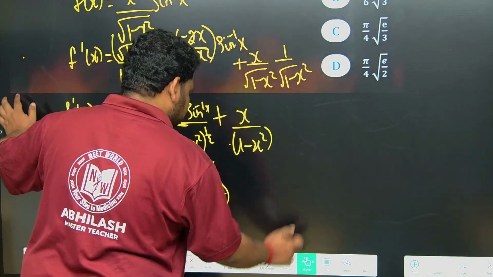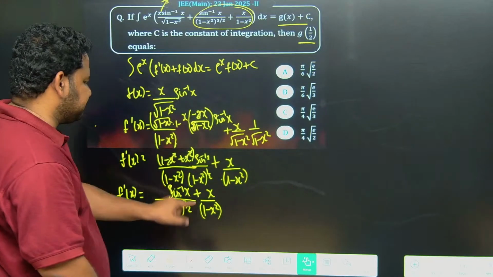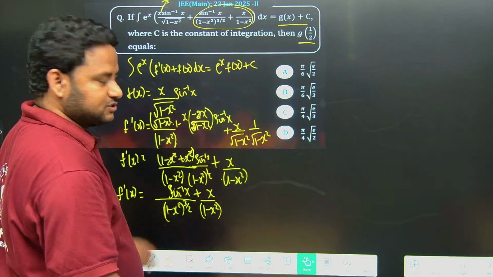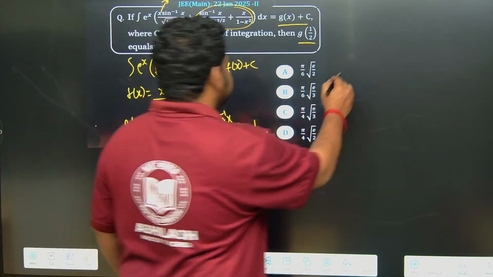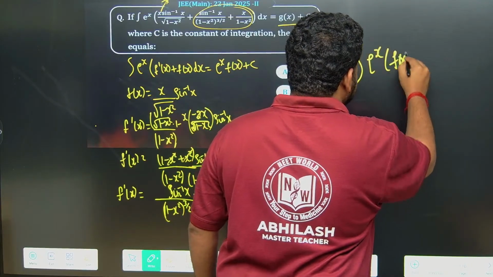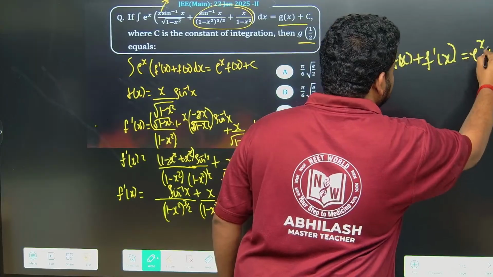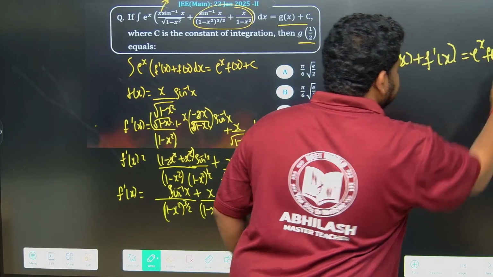So what we get here is the same thing. So this is f dash of x, we got it. So f of x we took as this one. So this is nothing but, we are getting the integral of e power x into (f of x plus f dash of x), which is equal to e power x into f of x plus c.